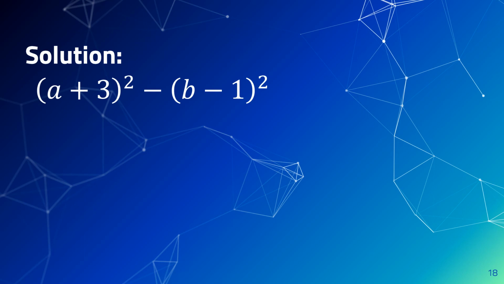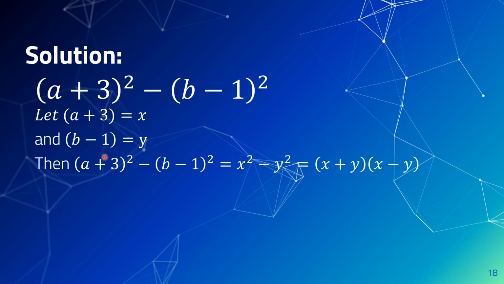And that is, let a plus 3 be equivalent to x, and let b minus 1 be equivalent to y. So we can rewrite now the given into x squared minus y squared. So x replaces a plus 3, and y replaces b minus 1. So x squared minus y squared is equal to, as you can see, a difference of two squares. So the factored form of this is actually x plus y times x minus y.